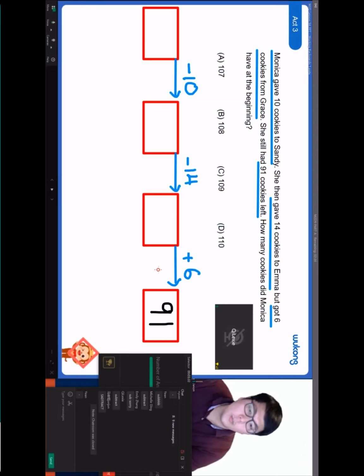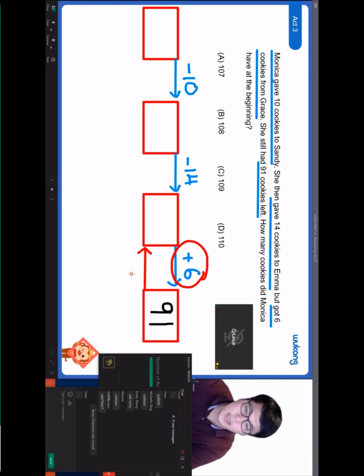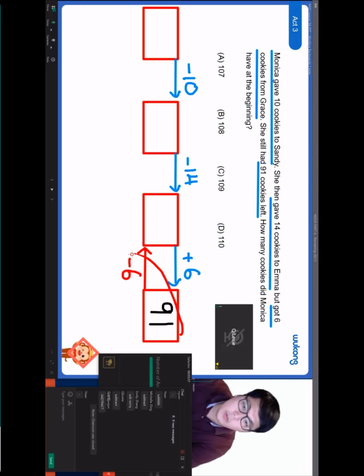Now, we need to go backwards. So where do we start? From the left or the right? Right. Yes, right. So now let's go backwards. So Lexi, if you're adding 6, what's the opposite of adding 6? Minus. Yeah, minus 6. Do you know what 91 minus 6 is? 85. Oh, well done. Yes, it is 85.